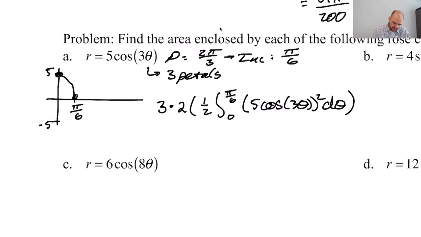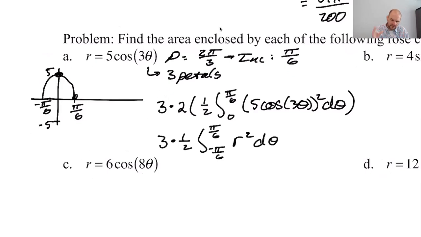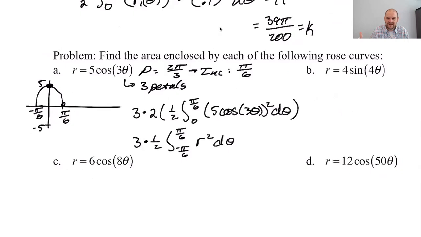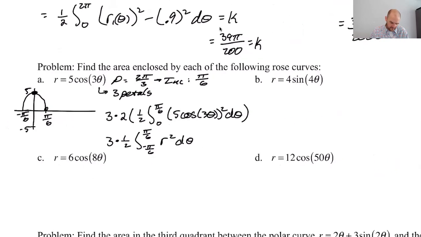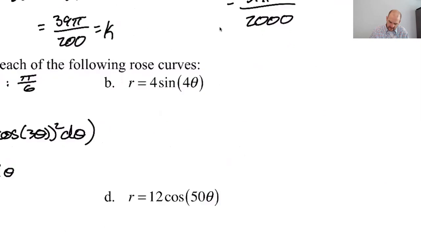Alternatively, what if we rewind here, right? And go back to negative pi over 6. This is one full petal now. So I could just do 3 times 1/2 integral from negative pi over 6 to pi over 6, and then I'll just say r squared d theta. Both of these are going to work. You can get them on the calculator, but it's really kind of not the point to get them on the calculator, although we can.